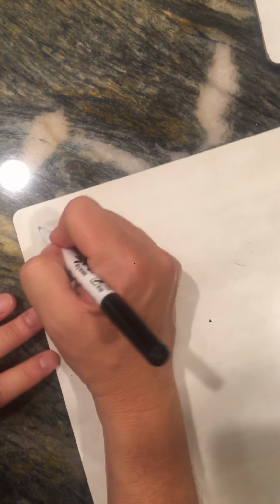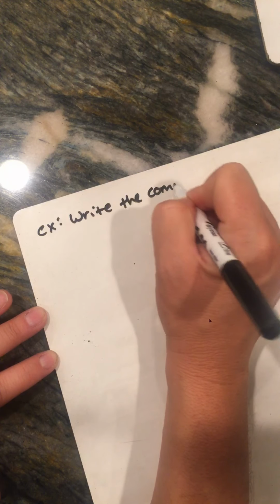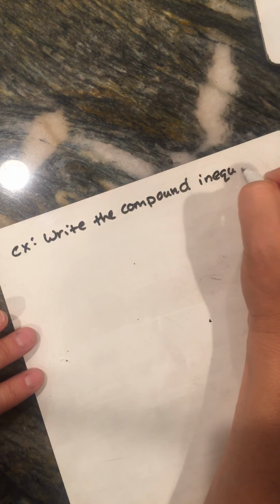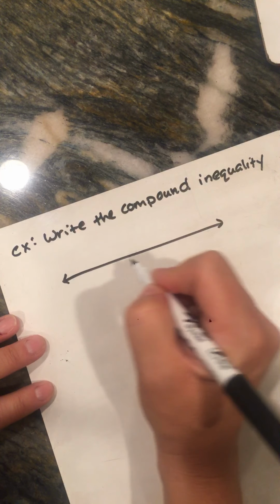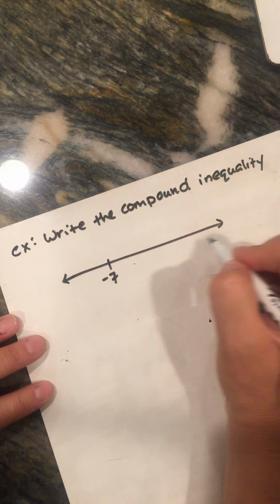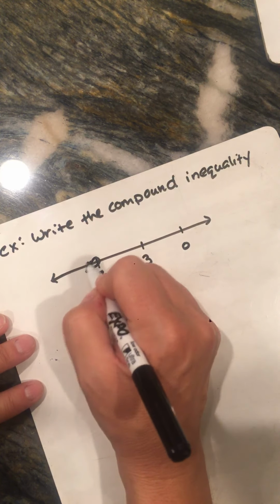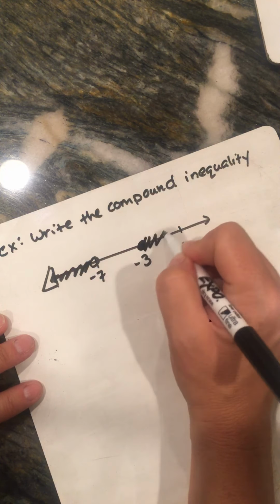And then one other problem, we're going to work backwards. You're going to be given the graph and you need to come up with the inequality. So example, you're going to write the compound inequality. We're going to have this picture. This is what you're given. Negative 7, negative 3, here's your 0, and open circle, we're going to the left, and closed circle here, going to the right.